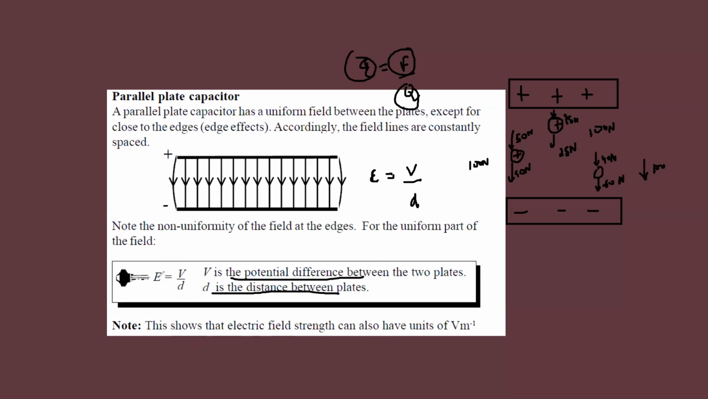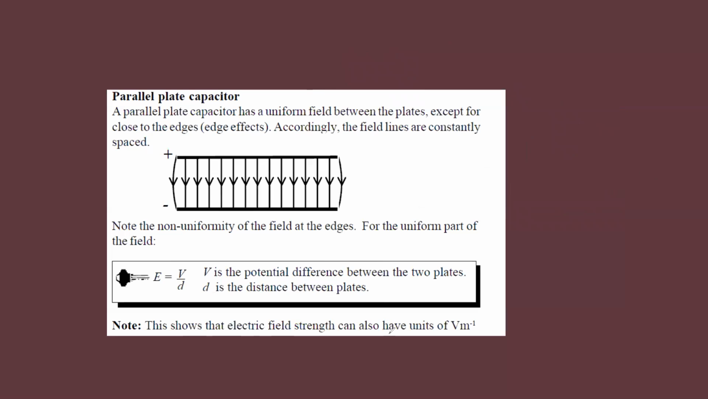So what can be another unit for electric field strength? V is the voltage and D is the distance, so voltage is in volts and distance is in meters. So it can be volt per meter. Is it clear? So copy this part: electric field between the parallel plate capacitor or parallel charged plates.